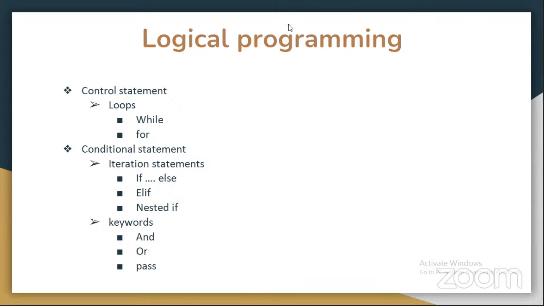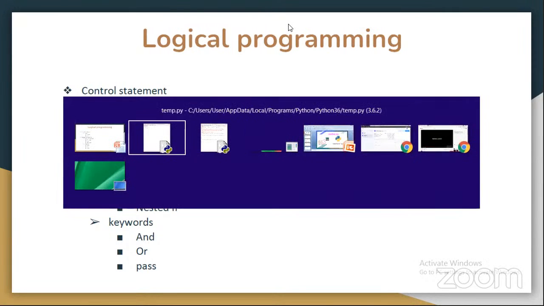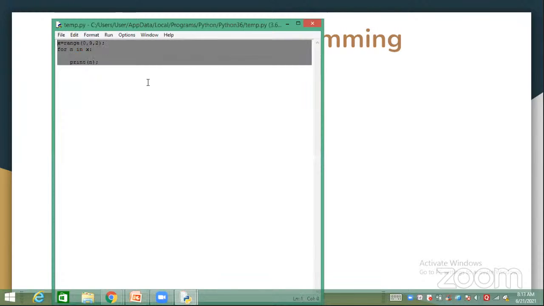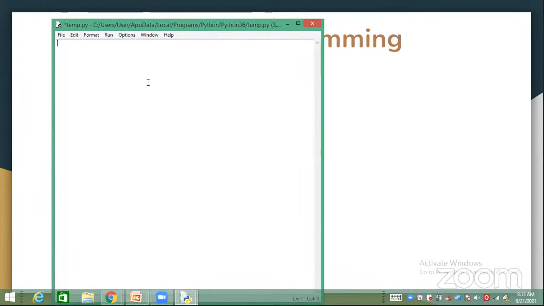For example, see here: x equals 0 and y equals 9. Let's take it. For example, I'm saying for, or else we use the first statement, the previous program only.